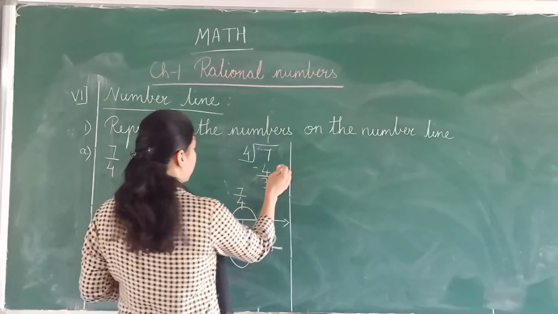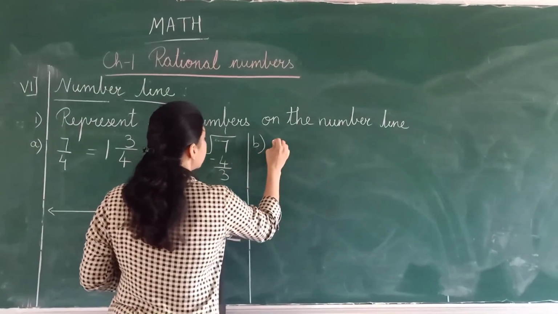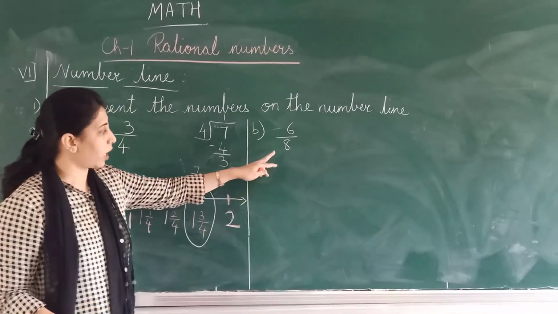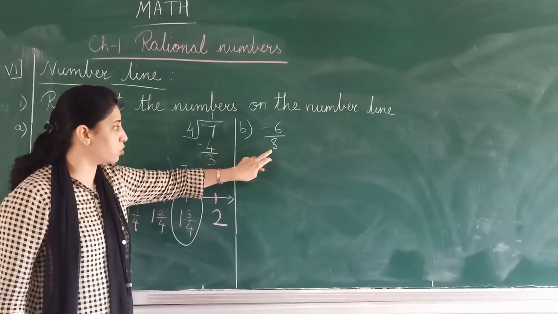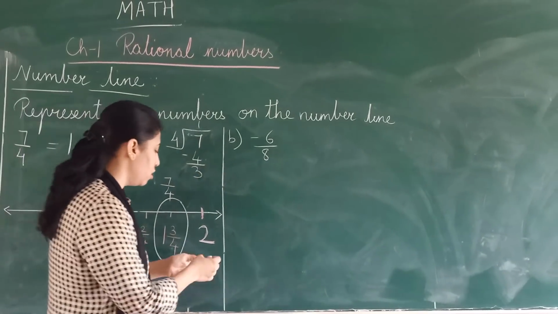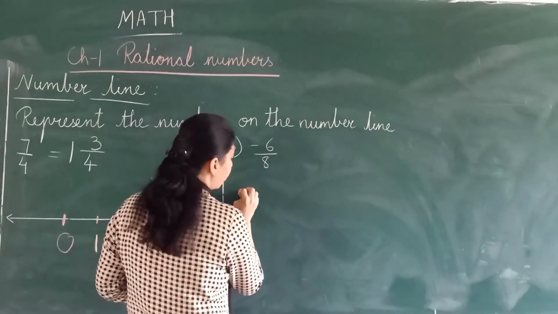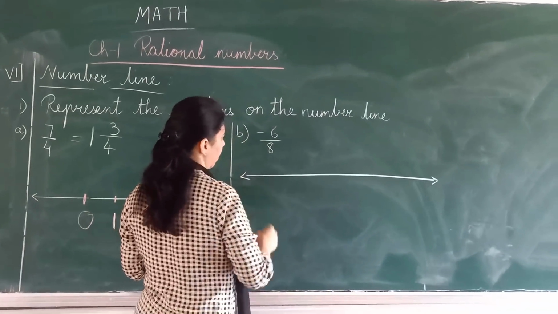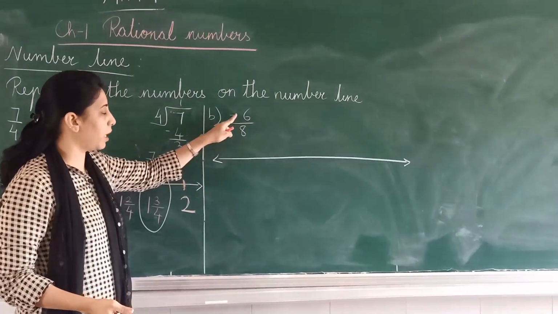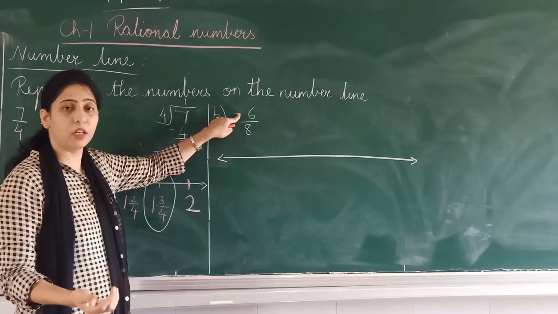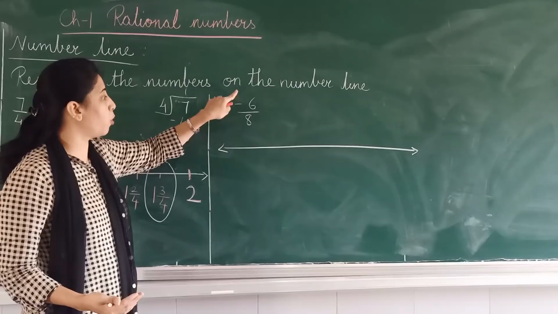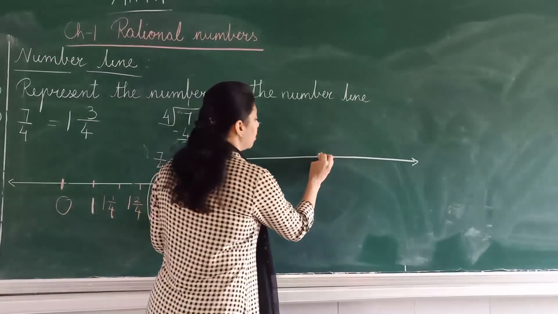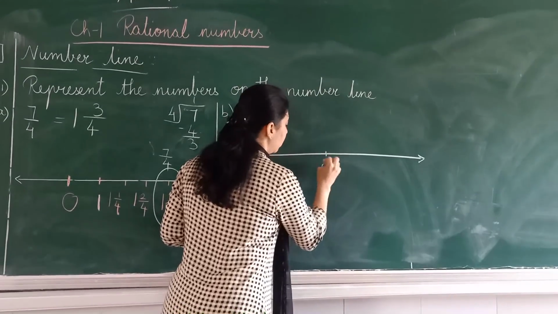We will check with the other example, that is minus 6 upon 8. Now can we convert it into mixed fraction? No. So denominator is greater. So directly you can draw a number line. Now again, we have already learned about how to plot rational numbers on the number line. So again mark 0 at the center.